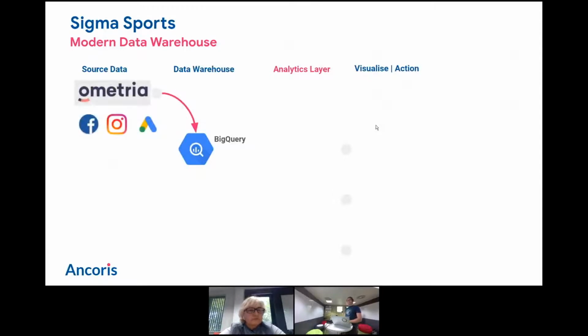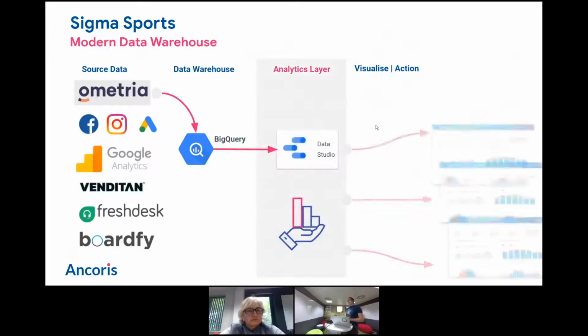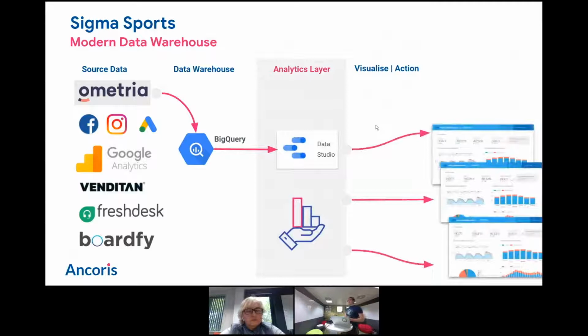I won't cover these in too much detail, but basically we're building a modern data warehouse for them. So we're ingesting marketing data, clickstream, so where people are clicking on the website, all their sales data in a platform called VendorTan. Interestingly, all the customer interaction data, so if they receive a complaint or a question, that's coming into us through a system called Freshdesk. And then they've got some supply chain and pricing information in a platform called Borderfy. So we're ingesting that all into BigQuery. We've got an analytics layer in Data Studio, and in the future we think Looker, and then we're surfacing some insights.